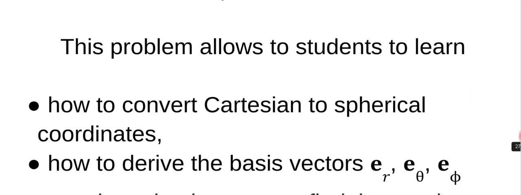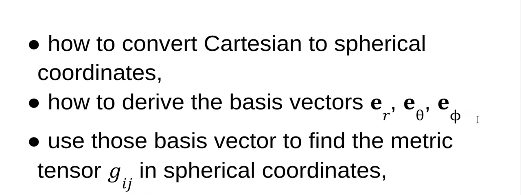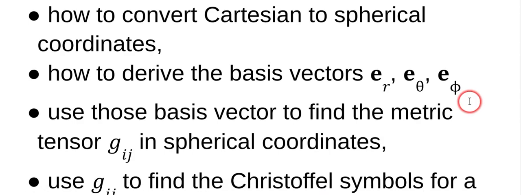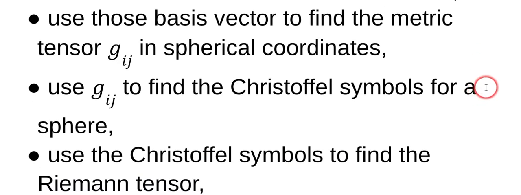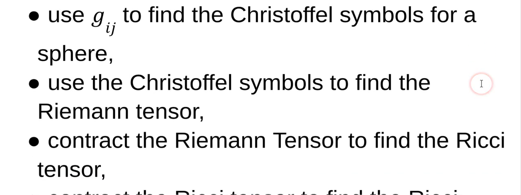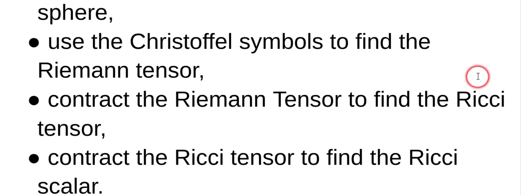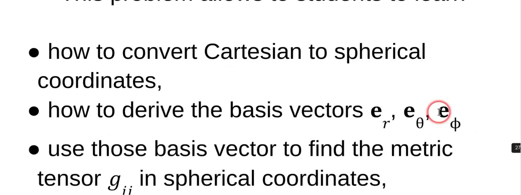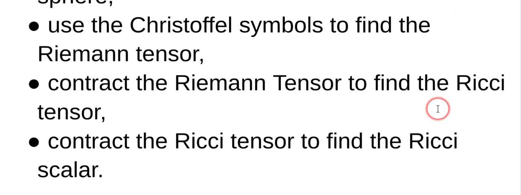how to derive the basis vectors, e_r, e_theta, and e_phi, how to use those basis vectors to find the metric tensor in spherical coordinates, how to use that metric tensor to find Christoffel symbols for a sphere, use the Christoffel symbols to find the Riemann curvature tensor, how to contract that tensor to find the Ricci tensor, and how to contract the Ricci tensor to find the Ricci scalar. So it is a lot. It is a lot. And it's very, very good practice and a way to work with tensors so they're not overly complicated to start with.